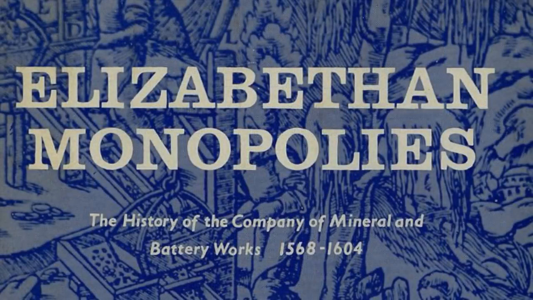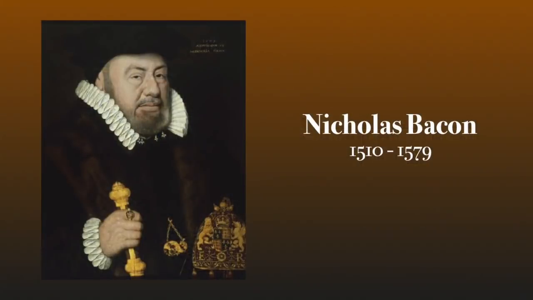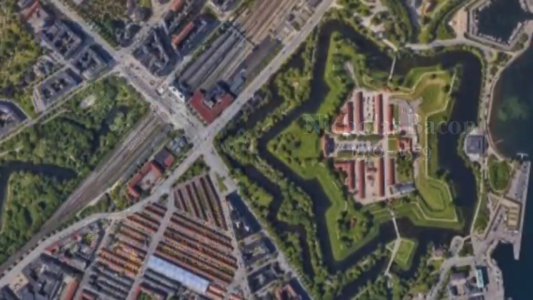Several decades earlier, in 1568, Queen Elizabeth had formed a mining monopoly called the Company of Mineral and Battery Works. Francis Bacon was a child at the time, but his adoptive father, Nicholas Bacon, was one of the first shareholders in this company that forged battery ware. And of course, we saw forges being utilized at the Danish Castellet.